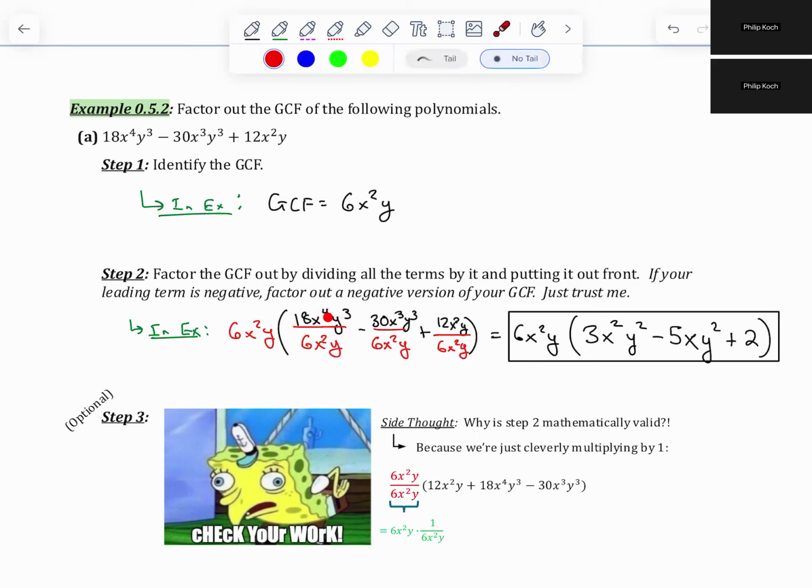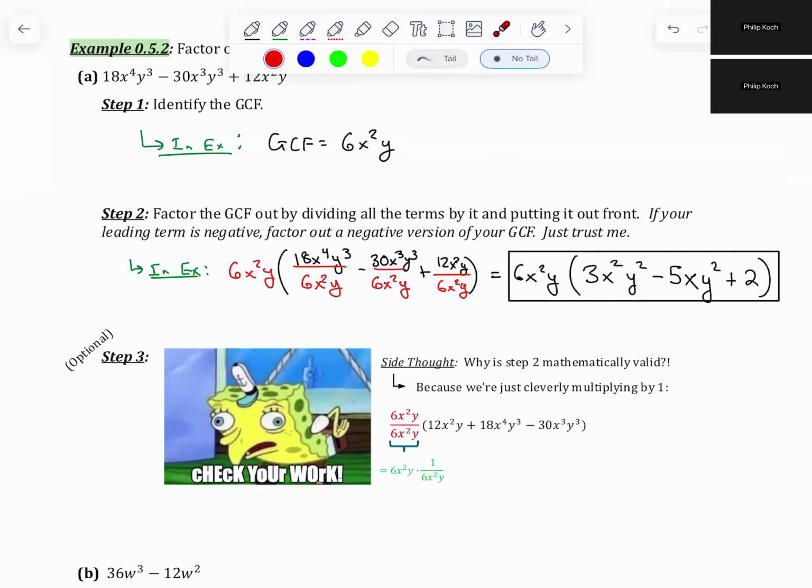Just work on each one separately. Think about this thing you've written down and then look at it and divide it by it in your head, if you can. Ideally, I'd like you to get to that point, but if you're still working on it right now, that's fine. And then step 3, which is optional, is to, of course, check your work. You can always just FOIL it out.